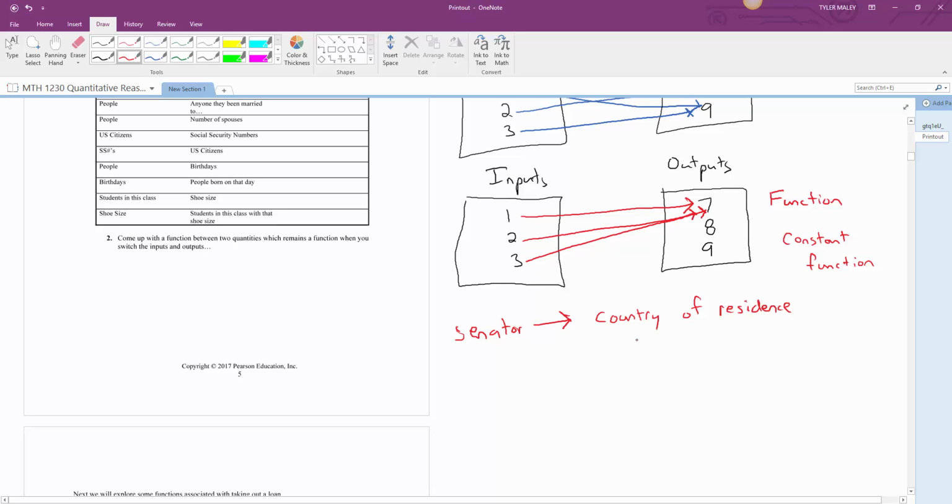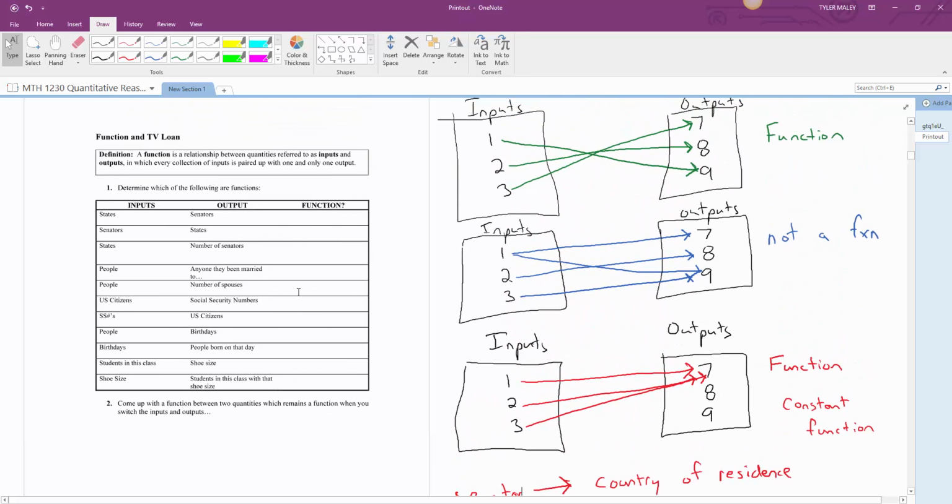Then we would get a constant function. Every senator would be mapped to the United States of America, as our country. So there's only one possible output for every input in that case.